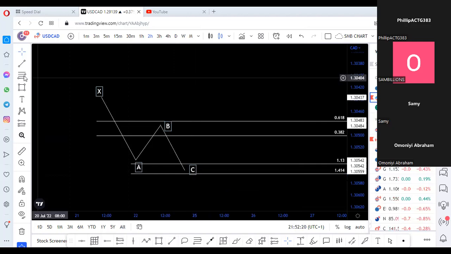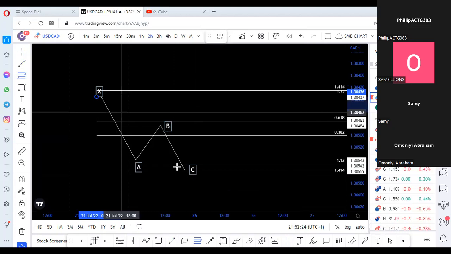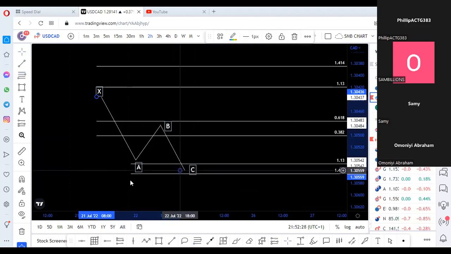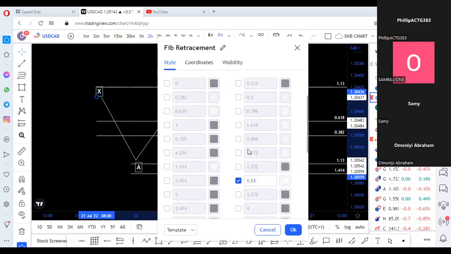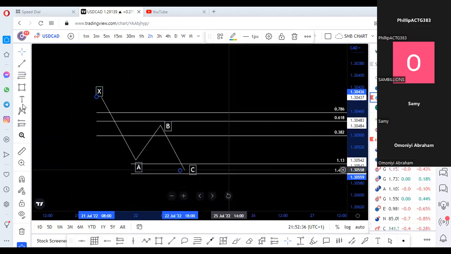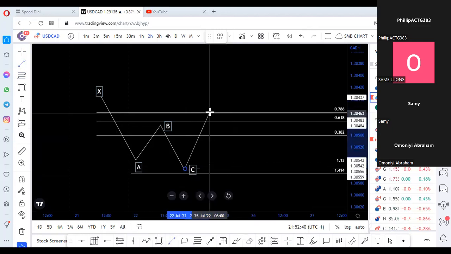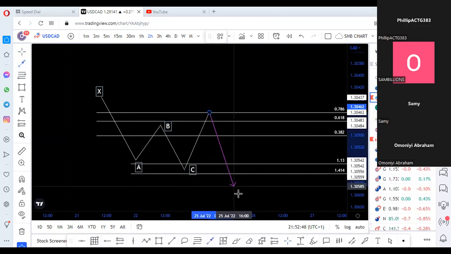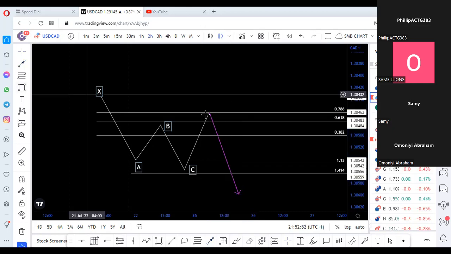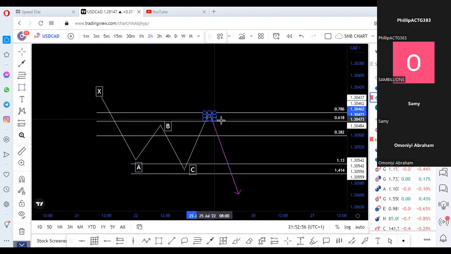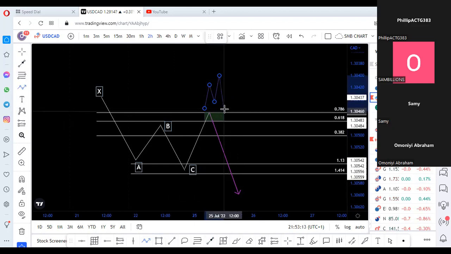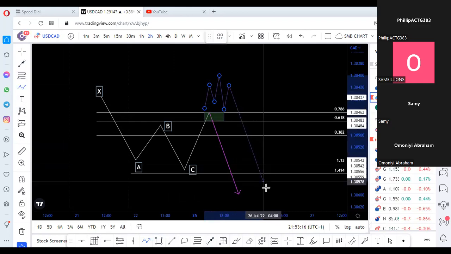Then to get your D, it will be from this point X, this swing high here, to this swing low here. And it will be at 0.786. This is a complete Cipher for the bearish move down. What are we going to look out for in this zone? Just like I explained the other time, the same thing you look out for: price is coming in a bullish trend, counter trend, break of structure, mitigation, then down.